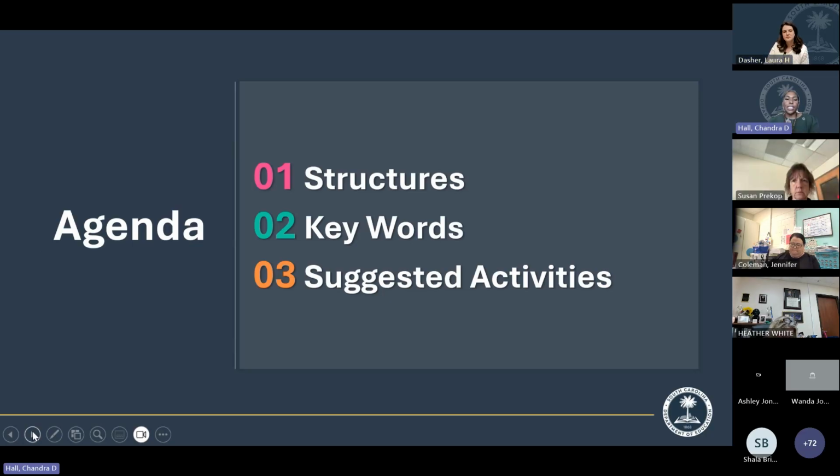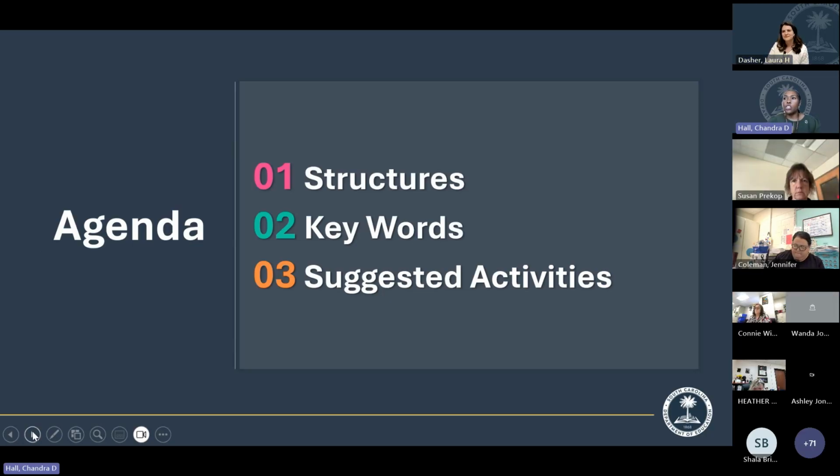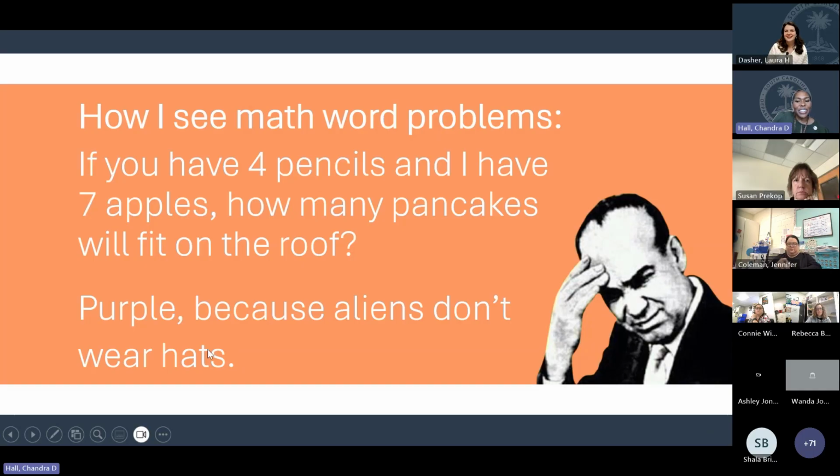Our agenda will consist of a focus on the structures of word problems. Our second item, we will focus on keywords, which I know tends to be a popular strategy, so we'll find out a little bit more about that. And third, we'll go into some suggested activities that you can do with your students to support them in comprehending word problems. With that, I'm going to turn it over to Laura.